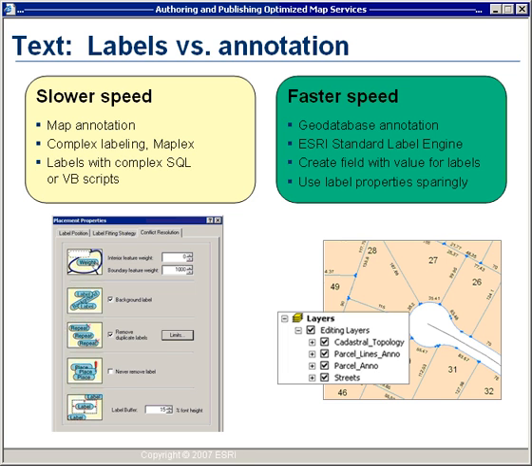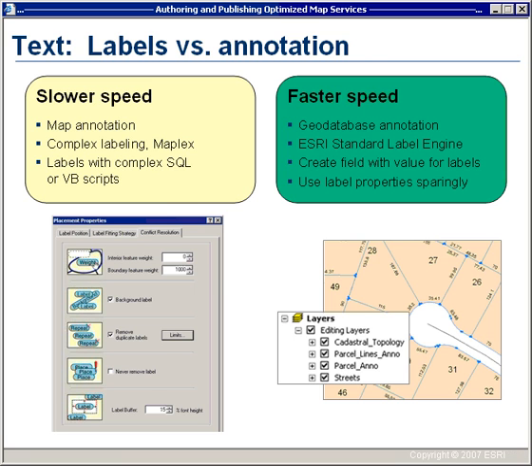An even better solution to text is the use of geodatabase annotation rather than labels. At the very least, reducing the use of labeling, particularly that involving Maplex and complex SQL or VB scripts, will have a significant effect on the map service. You will find a number of hints on improving the drawing performance of your map documents, and therefore your map service, in the ArcGIS Desktop help topics for each type of symbology.